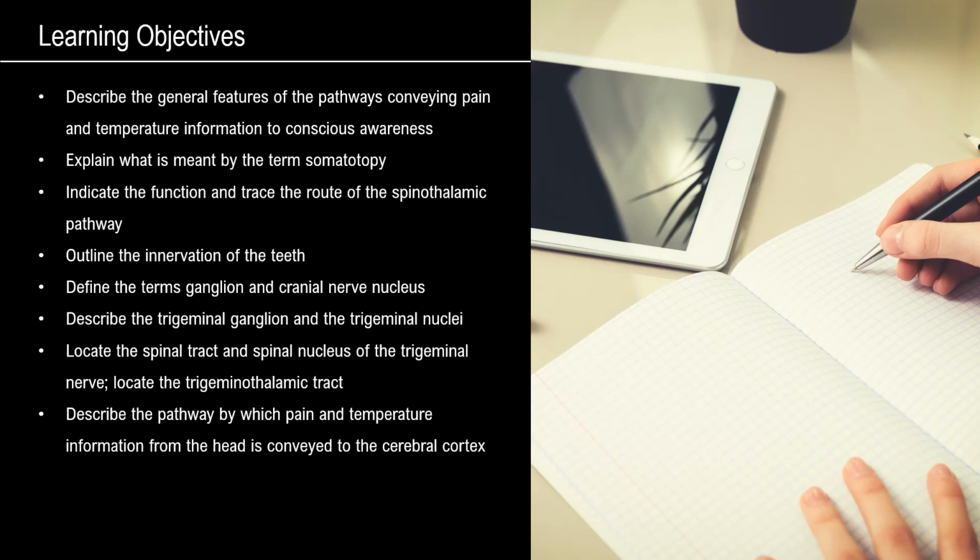Define the terms ganglion and cranial nerve nucleus. Describe the trigeminal ganglion and the trigeminal nuclei. Locate the spinal tract and spinal nucleus of the trigeminal nerve. Locate the trigeminothalamic tract. And describe the pathway by which pain and temperature information from the head is conveyed to the cerebral cortex.